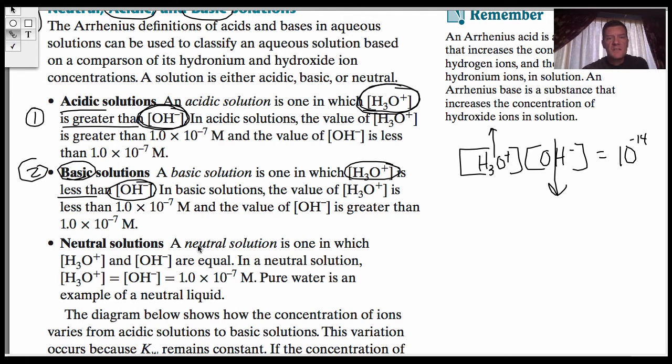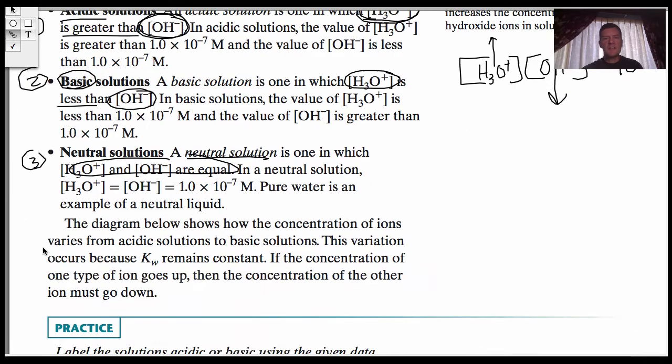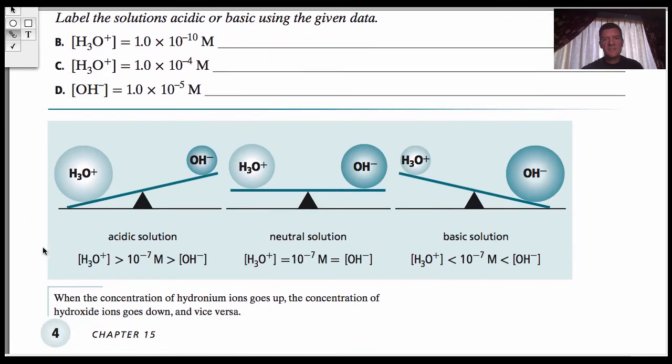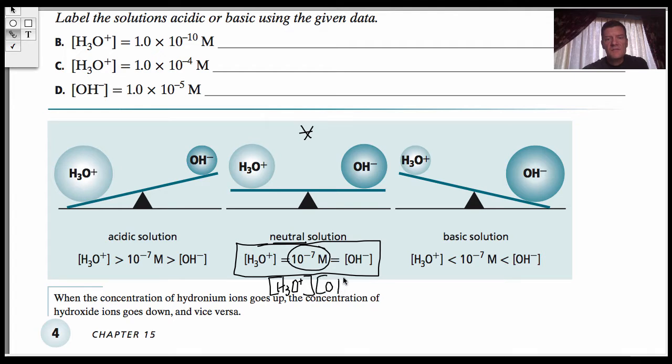And if they are the same, then it's neutral. Think of it kind of like a teeter-totter, a seesaw. If they're balanced, if you have the same concentration of both, then it's a neutral solution. That means the hydronium ion concentration and the hydroxide ion concentration at 25 degrees Celsius is going to be 10 to the negative 7, and the product is going to be 10 to the negative 14.